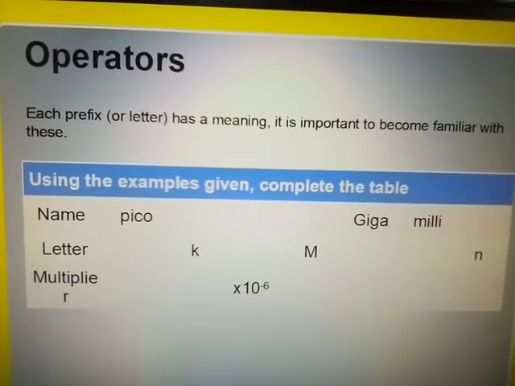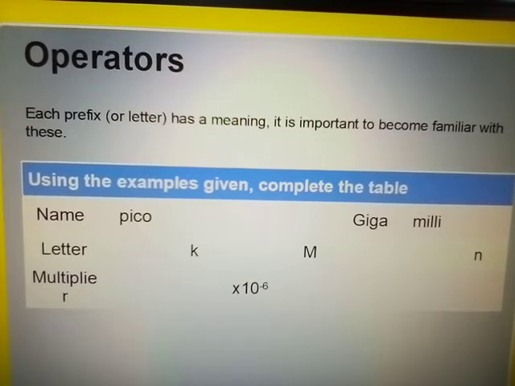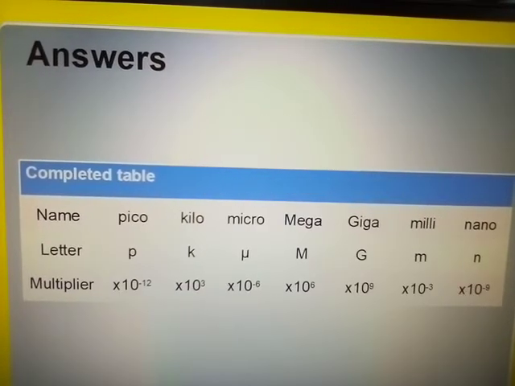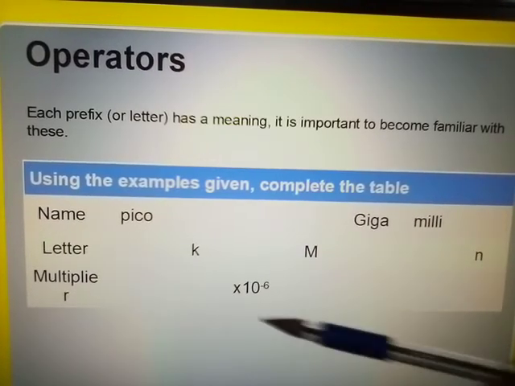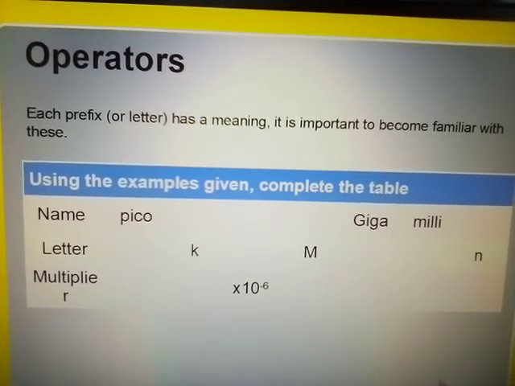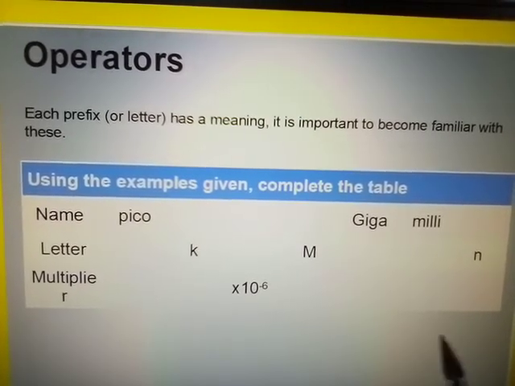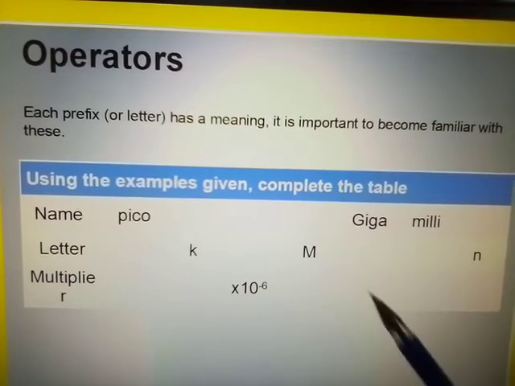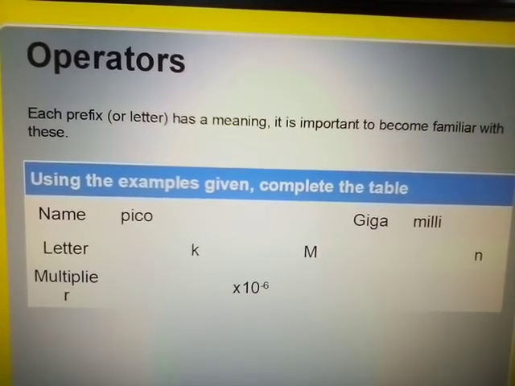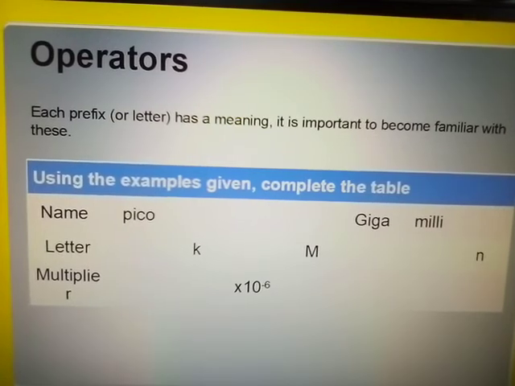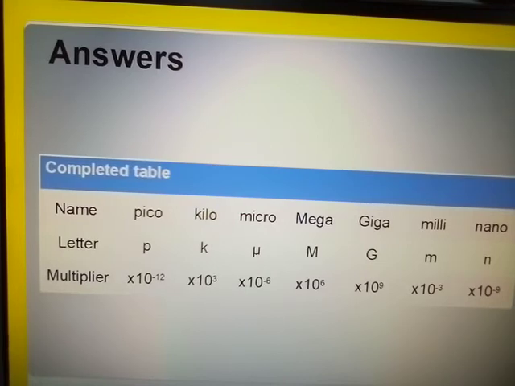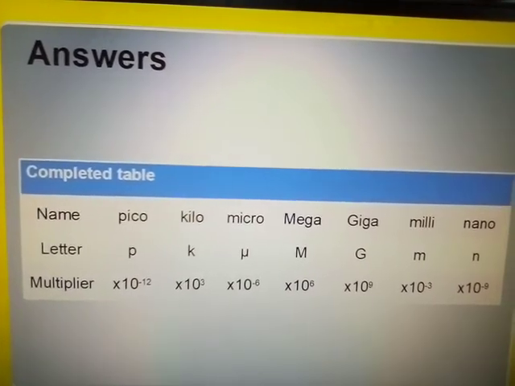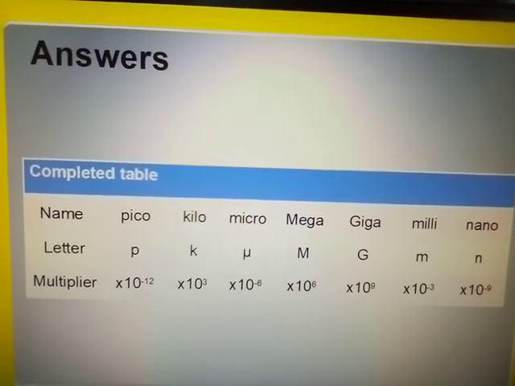Now, each prefix or letter has a meaning. It is important to become familiar with these. Okay. So again, you will fill in. Let's go back a little bit. You'll fill in this box of your own accord before you proceed. Now, you cannot write on the screen, so please write out the table in your own writing pad. Then see what the answers are. Okay.